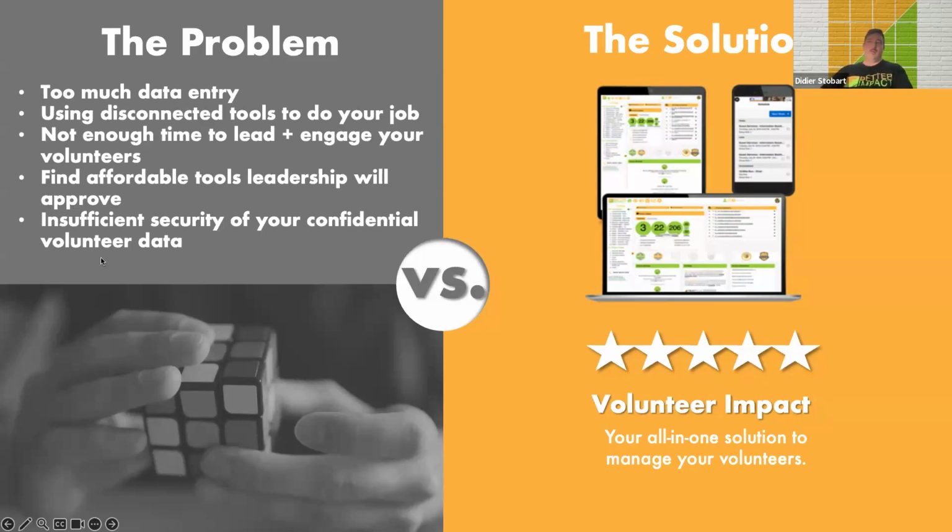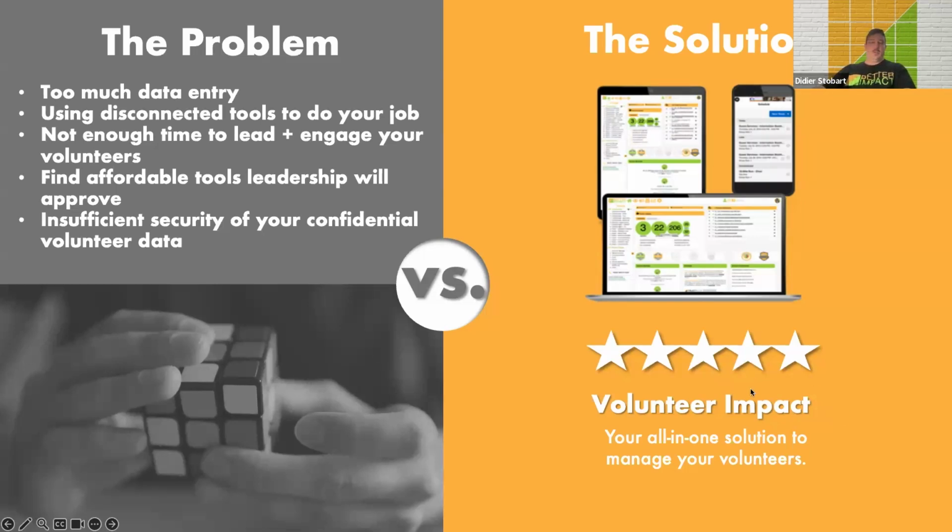Insufficient security of your confidential volunteer data. Obviously, that's a huge point with organisations around Australia and New Zealand, that security and privacy. Of course, Australia has been through some cyber security attacks with Optus, Medicare, Medibank, and a lot of other organisations that have been in the news. So it's been a major talking point for a lot of organizations, and that is definitely our number one priority at the moment: security and privacy.